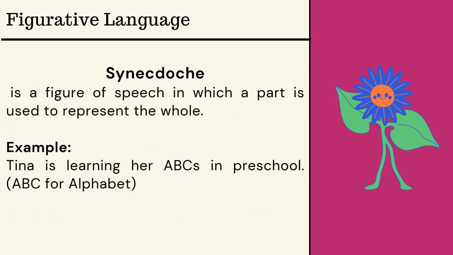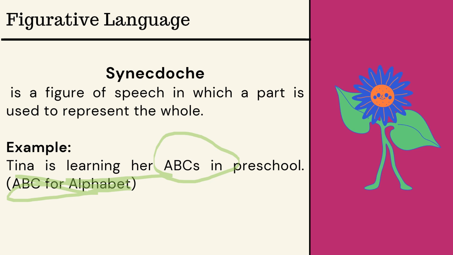So synecdoche is a figure of speech in which a part is used to represent the whole. So it's like metonymy, but in metonymy what we are representing is an idea that is closely associated with the word that we have used, like hand instead of help. In synecdoche, we are using the part of a whole to represent it. For example, Tina is learning her ABCs in preschool. So ABC here is representing the whole alphabet. Okay? So it's synecdoche because the part is representing a whole.